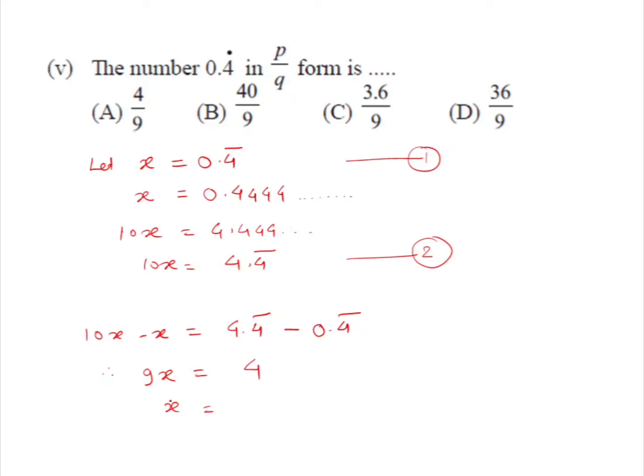So x is equal to, if we take 9 to the right hand side, it will be in the denominator, that is x is equal to 4 divided by 9. So this is the number 0.4 recurring, which can be written in the form numerator and denominator, that is in the form p by q, which is given at option A. So option A is the correct alternative. Let's have the next question.